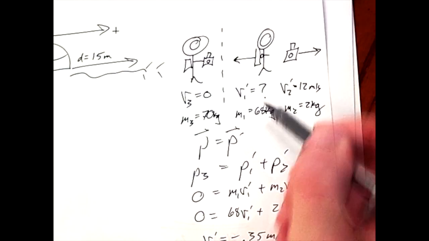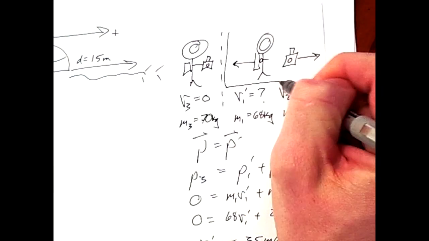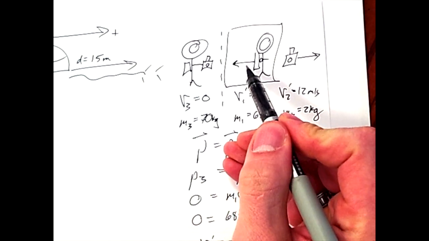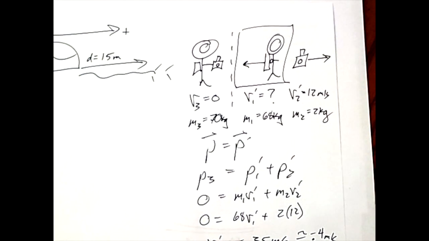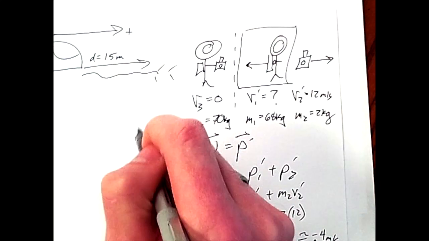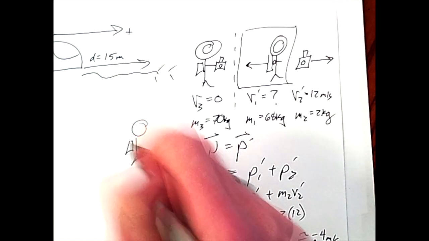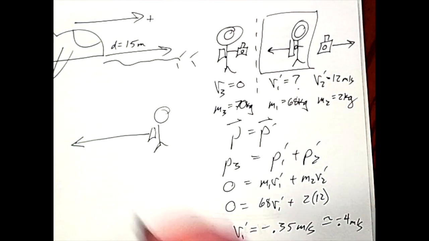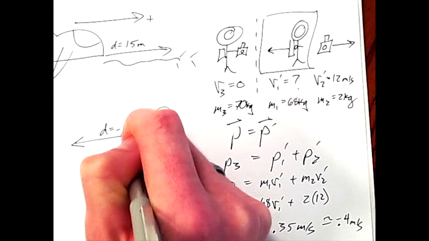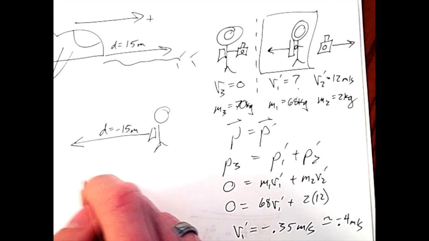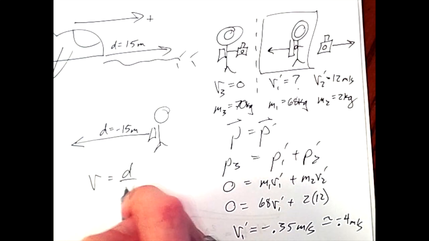So now I know that in this section she is moving towards the spaceship at 0.4 meters per second. I also know that she has to go 15 meters, but she starts here and actually goes back to the ship, right? And so D is actually negative 15, which is how I get rid of the negative time. And so now I know that V equals D over T.